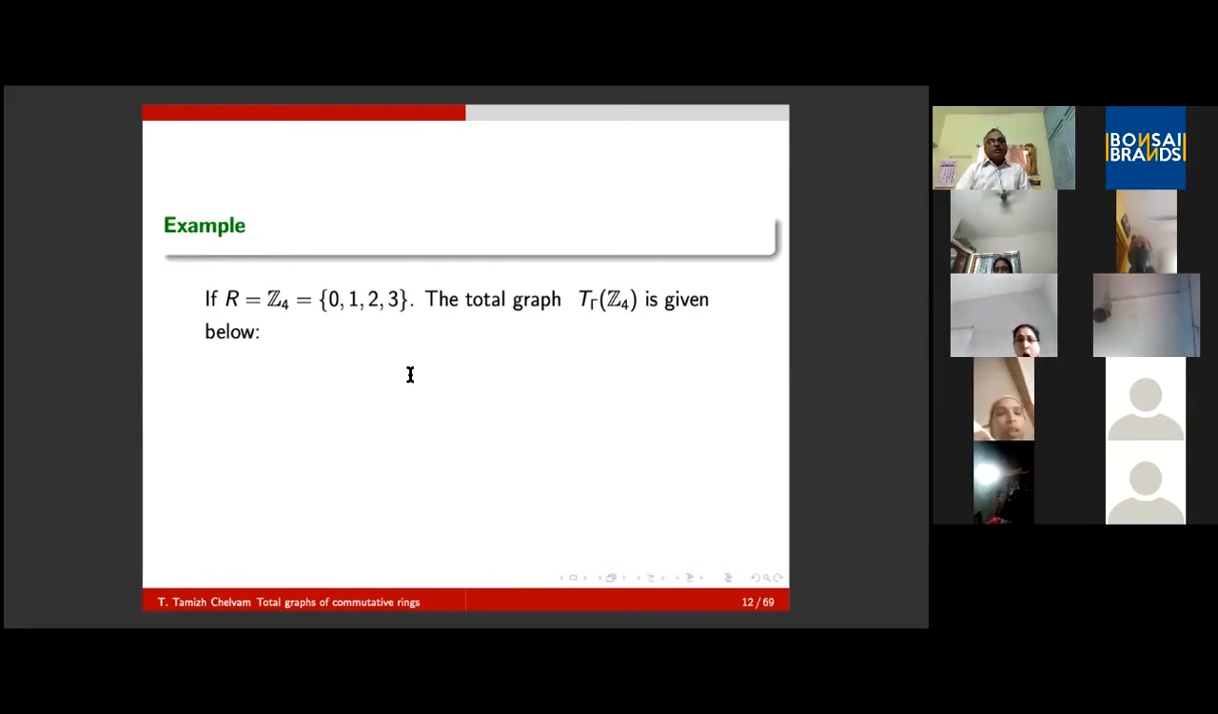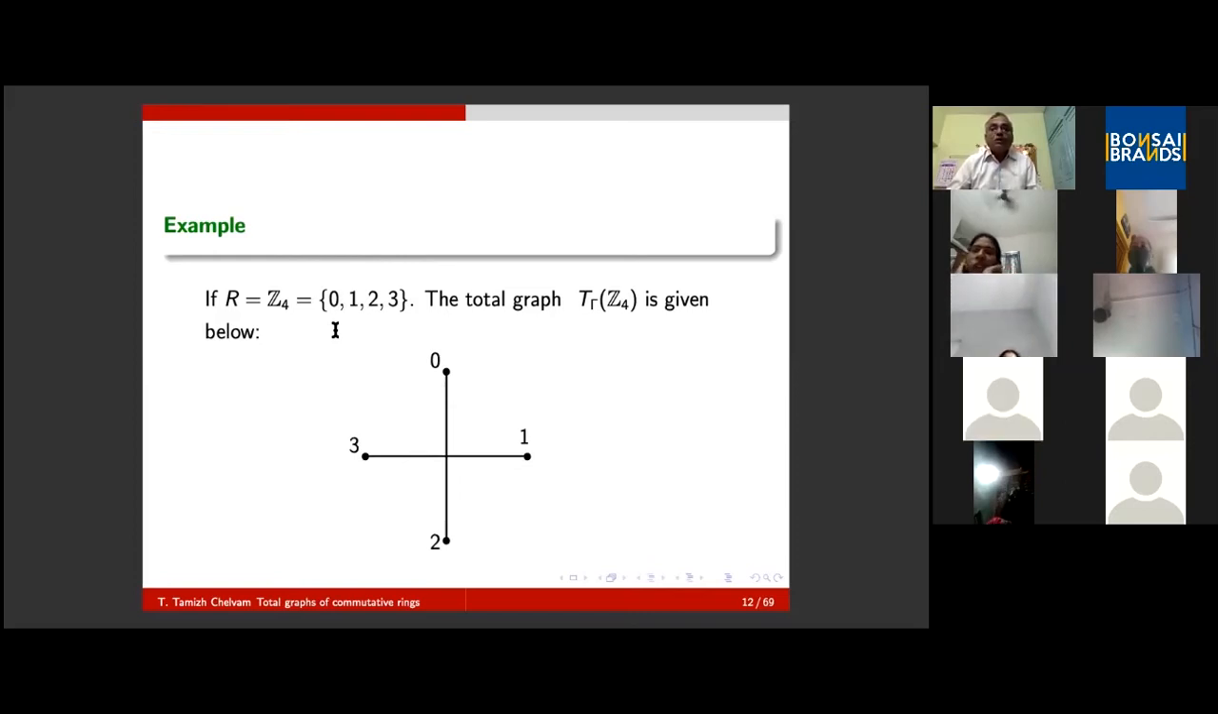Let me give an example of the total graph. Consider congruence modulo 4 classes; then the total graph of Z4 is given below. Please look at 0, 1, 2, 3. They are the 4 elements, and you add these two. In these modulo 4 classes, 0 and 2 are the zero divisors. 0 plus 2 is 2, a zero divisor. 1 plus 3 is 0, also a zero divisor. Therefore, the total graph of Z4 is 2 times K2, a disjoint union of two complete graphs.